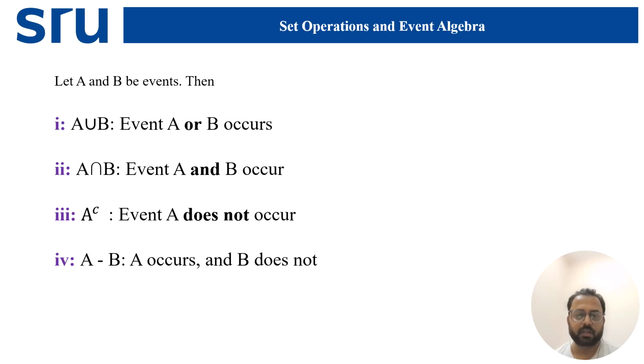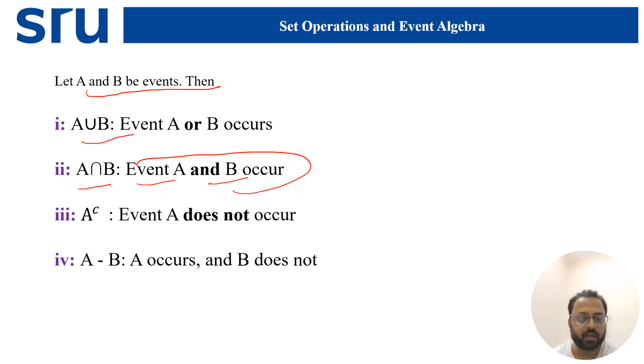Now come to set operations and event algebra. Suppose that A and B are two events. Then A union B means event A or event B occurs, and A intersection B means event A and event B both occur. A complement means event A does not occur. A minus B means A occurs and B does not.